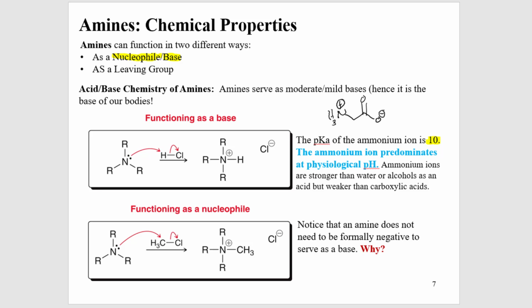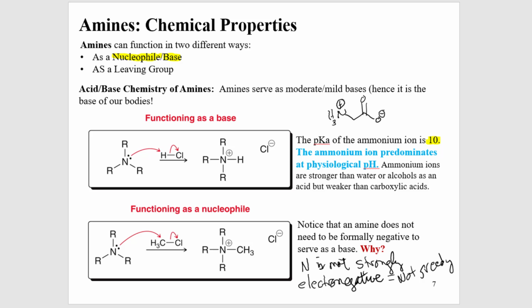Notice that an amine does not need to be formally negative to serve as a base, or a nucleophile for that matter. Why? Well, we've already mentioned it, right? Nitrogen is not strongly electronegative. That means it's not super greedy, right? Not greedy. So it's willing to use its electrons and go out and attack something.